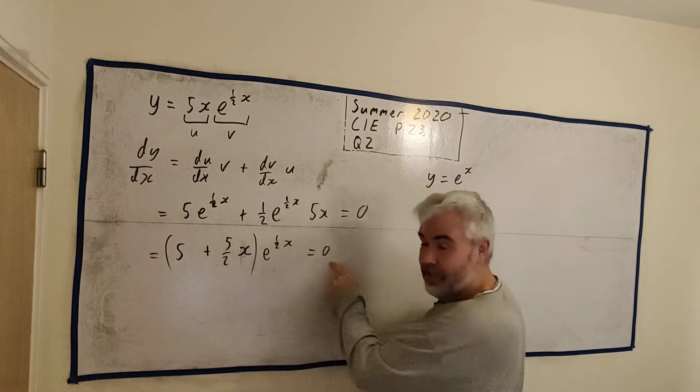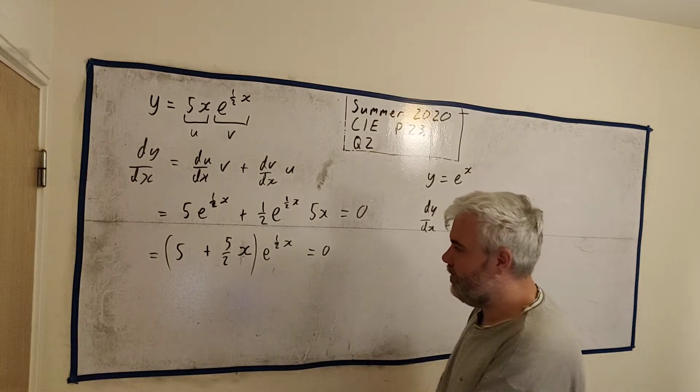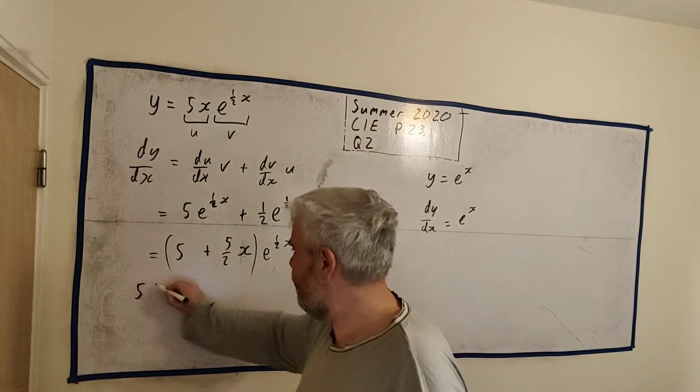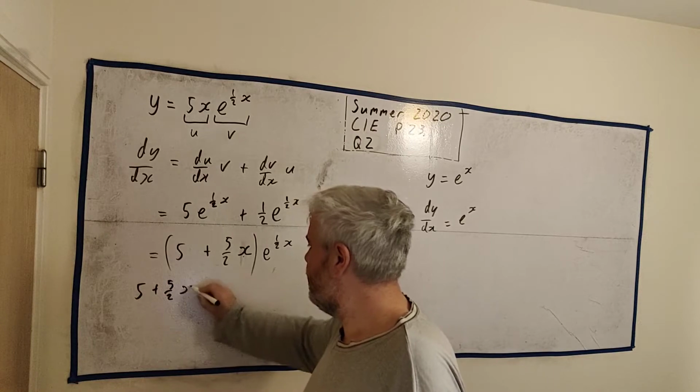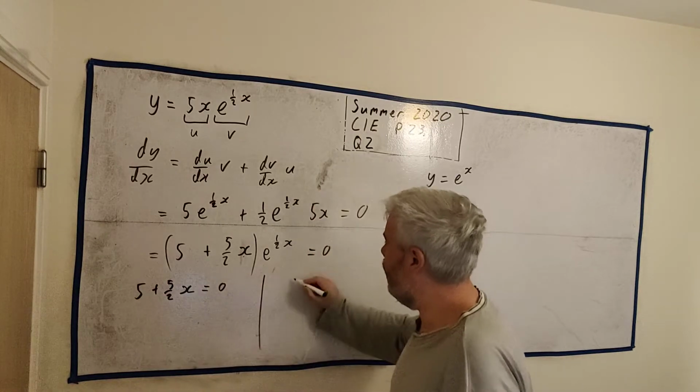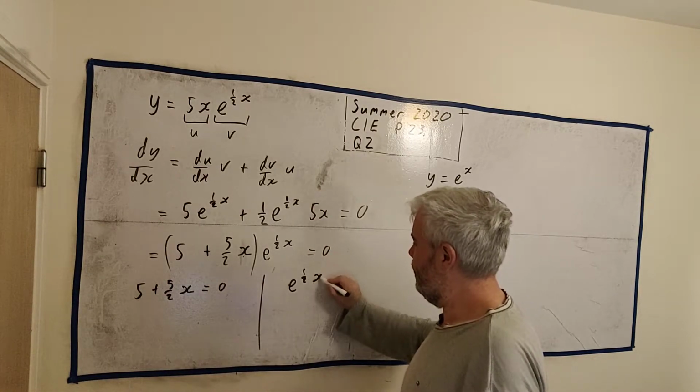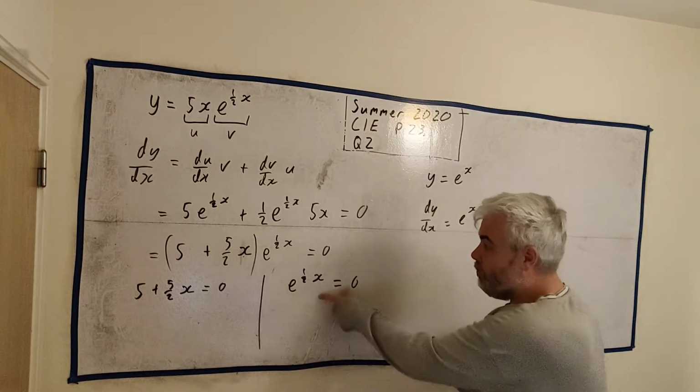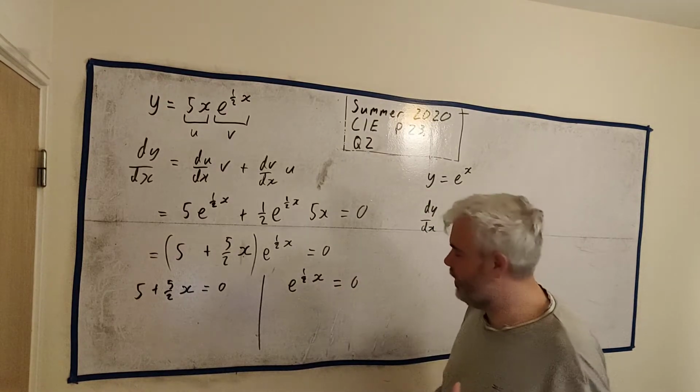So whenever something equals 0, it's really helpful to factorize, because that means there's two possible answers. 5 plus 5 over 2x equals 0, or e to the half x equals 0. Now this one's impossible. I'll throw up another picture on the screen now.